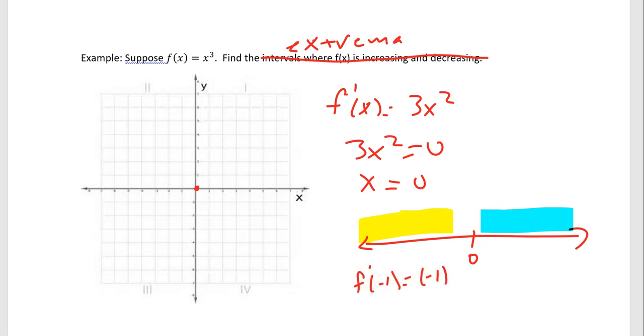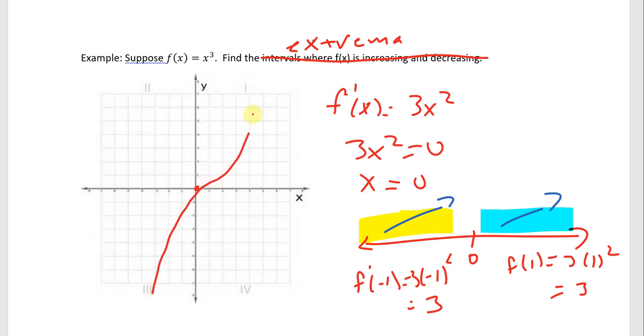What's f prime of negative 1? 3 times negative 1 squared. Okay, that's going to be 3. If I look at f prime of 1, that's 3 times 1 squared, which is 3. So you'll notice in both cases it's increasing. Okay? And if you graph the function, it looks something like that. That tells me, since it doesn't change, no local min or max.